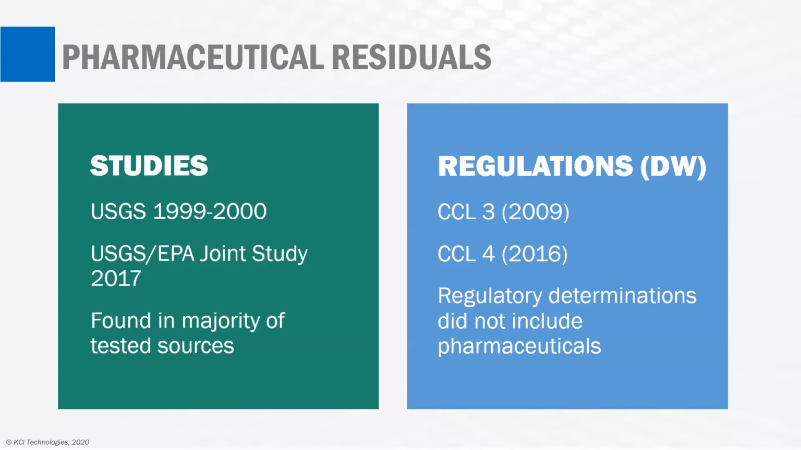Moreover, the Contaminant Candidate List 3 that was released in 2009 and the Contaminant Candidate List 4 that was released in 2016 identified some of those chemicals and nominated them for EPA to do further analysis on and add into their regulations. Nonetheless, EPA determined after further review and analysis not to regulate any of the pharmaceuticals listed in these lists.